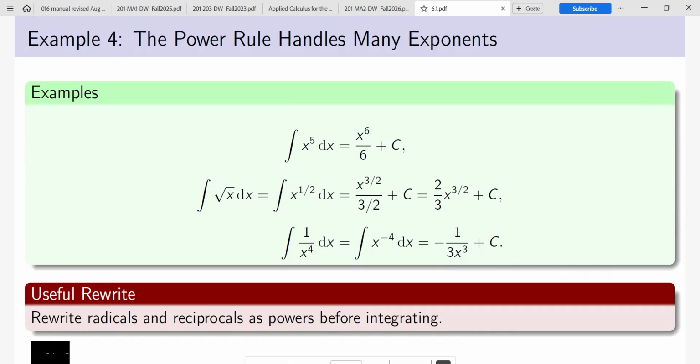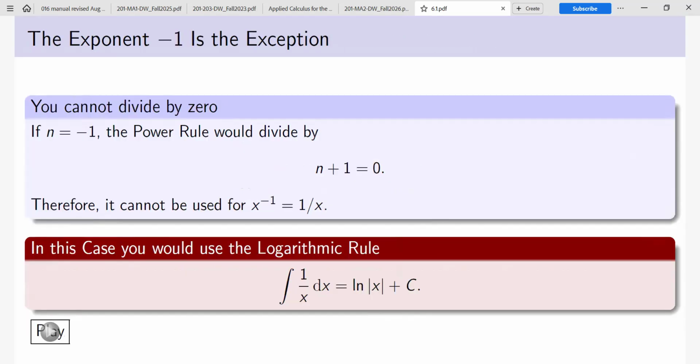The power rule works for positive, fractional, and negative exponents. Rewriting the integrand in exponent form often makes the correct rule immediately visible. The power rule breaks at exponent -1 because division by 0 is impossible. This is not a dead end. It is a sign that the logarithmic rule belongs here.